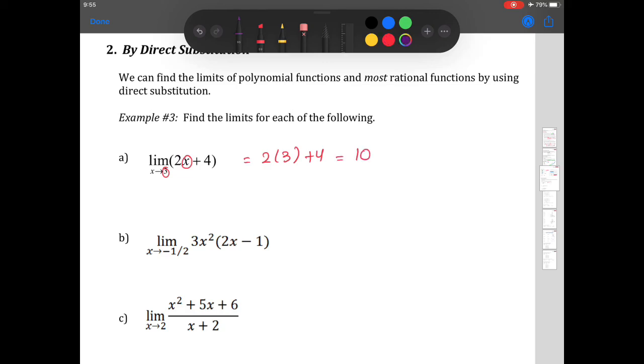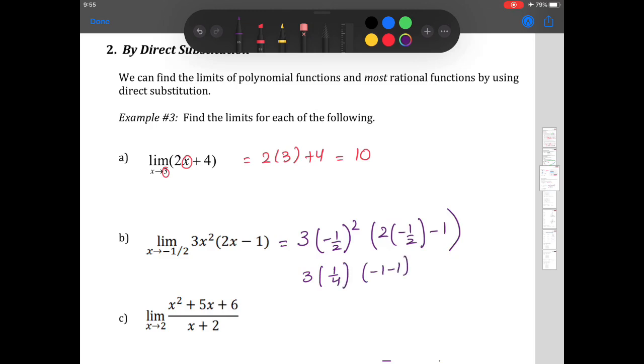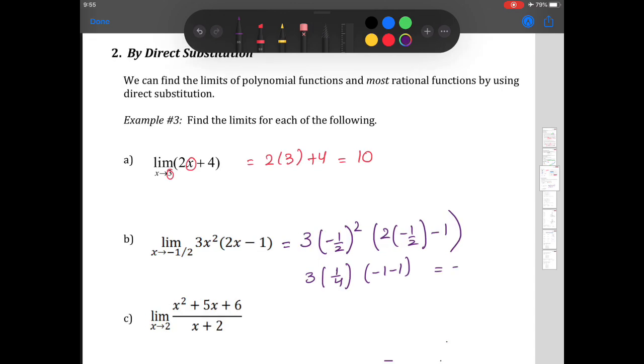B. So here, the limit as x approaches negative half. It's just direct substitution. Wherever you see x, all you're going to do is substitute negative half. That's what you're doing: 2 times negative half minus 1. So what do I get? This would be 3 times... You can put that in the calculator or do it in your head. This should be negative 1 minus 1, which is negative 2. Negative 2 times 3 is negative 6 over 4, which is the same thing as negative 3 halves, right?